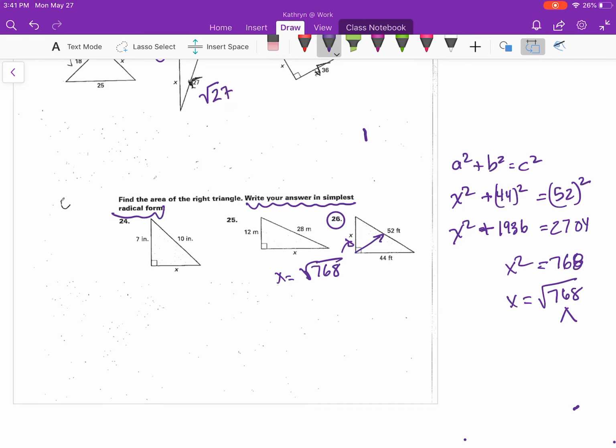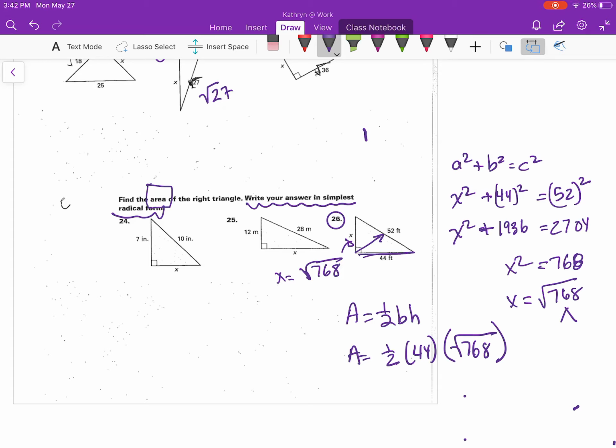But then I'm not just asked to find the side, I'm also asked to find the area. The area of a triangle formula is 1/2 the base times the height. So let's plug in what we've got. The base is 44, right down here, there's the base. And the height, we just found that, the square root of 768. So eventually I'm going to have to break down that 768. Maybe I'll do that next.